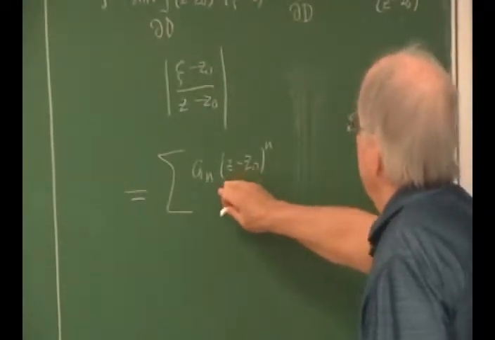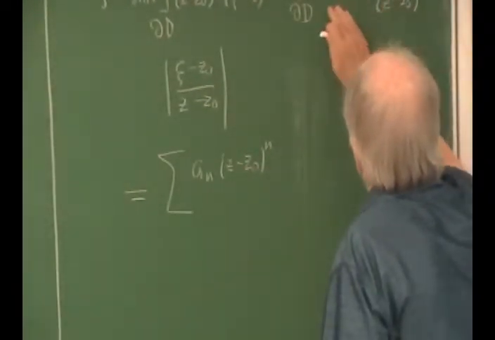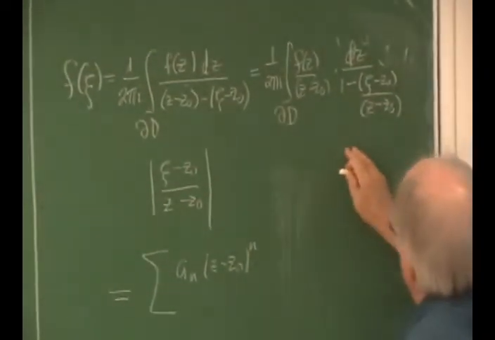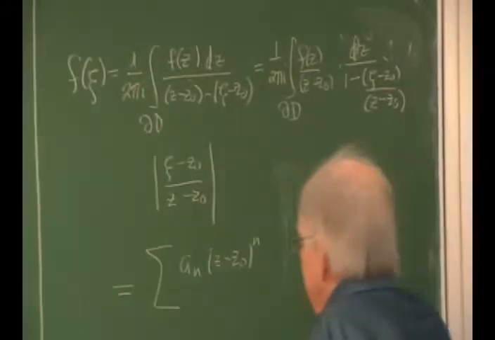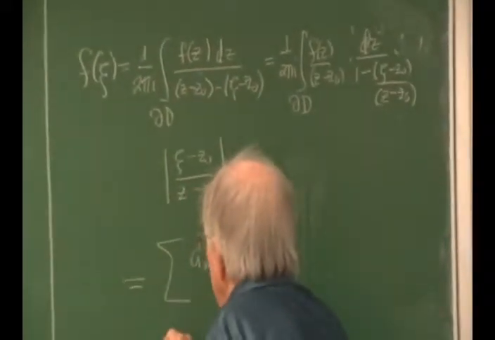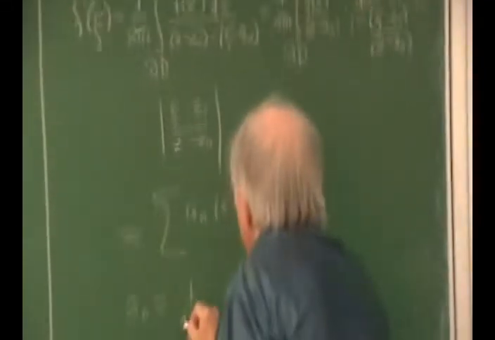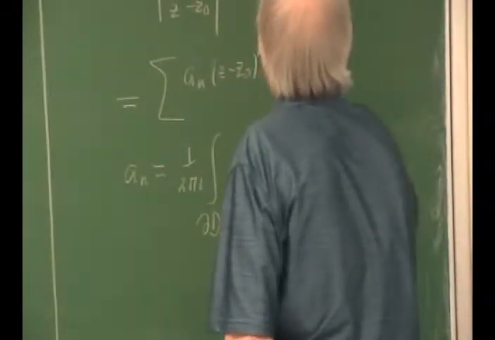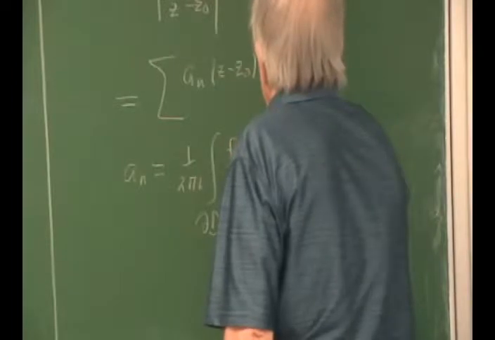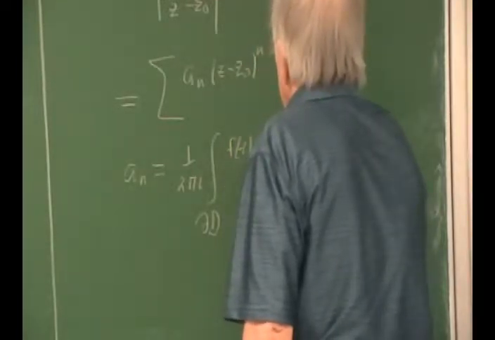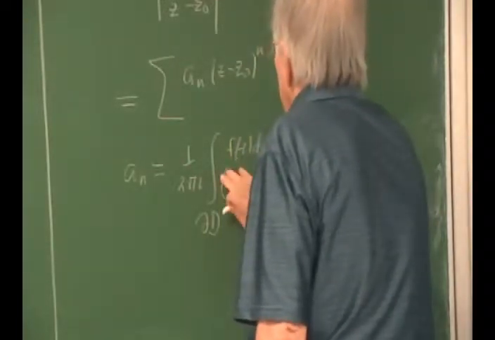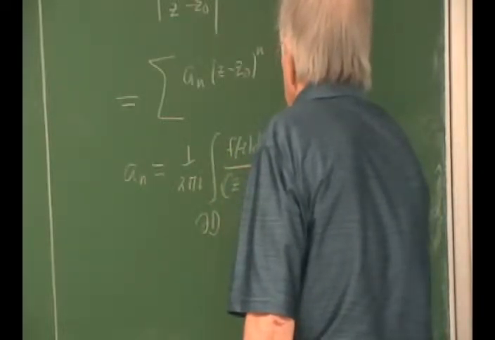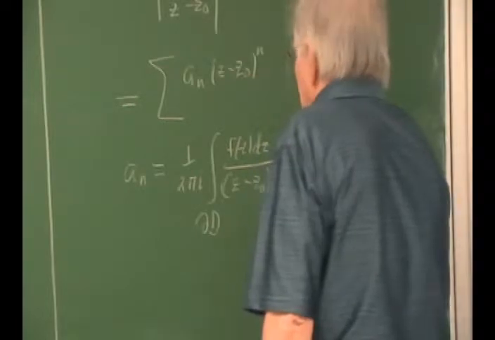So this thing is a power series, and now we have to figure out what the coefficient is. So we expand this in the geometric series, and you will see that a_n is 1 over 2 pi i, the integral on the boundary of f of z dz over (z minus z0) to the n plus 1.